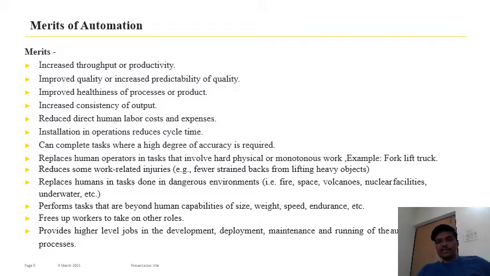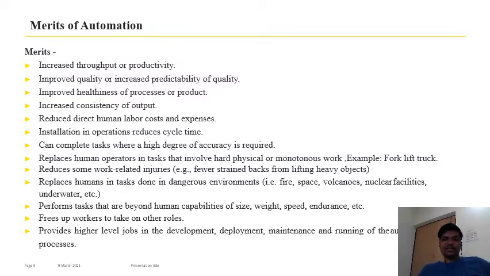It reduces some work-related injuries. Naturally you are doing everything automatically, so everything has been pre-calculated, and injuries related to workers are reduced. It can replace humans in doing tasks in dangerous zones, for example in space, fire places, volcanoes, nuclear facilities, underwater, etc. It can perform tasks that are beyond human capabilities. For the same reason, if a person cannot lift a product weighing more than 1 ton, the robot can do the same thing. It can lift it many times and repeat the cycle.